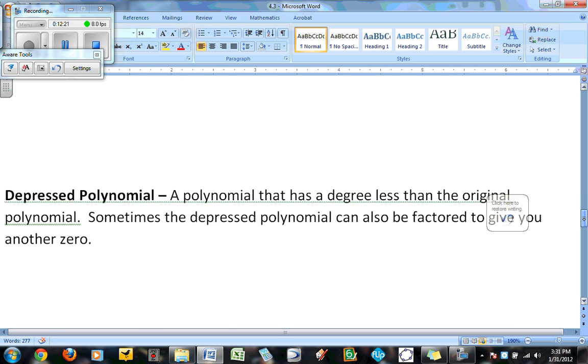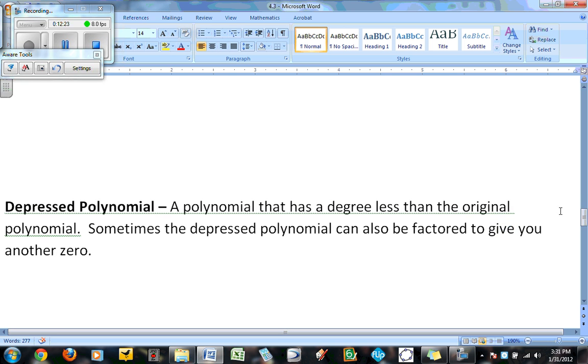A depressed polynomial is a polynomial that has a degree less than the original polynomial. So what I was writing at the end after we were done is the depressed polynomial. And it says sometimes a depressed polynomial can also be factored to give you another 0, and that's what I did there. I just factored that thing as well. If they wanted you to find a 0, then you obviously have to set all those things in parentheses equal to 0. So in that last case, it would have been x minus 3, and then I believe it was x plus 1 and x plus 1, right?